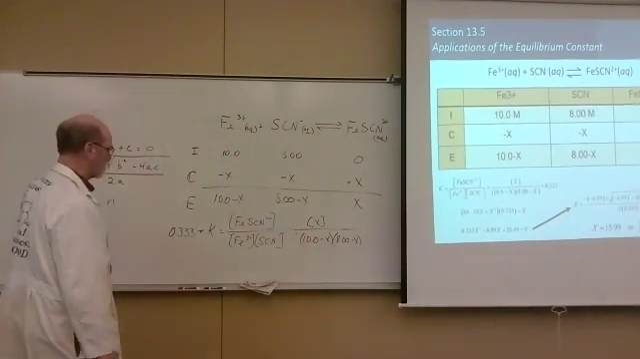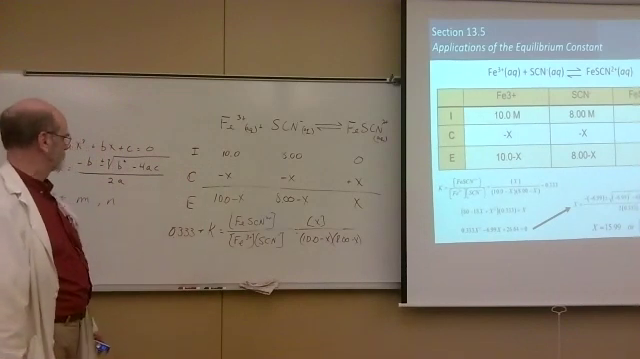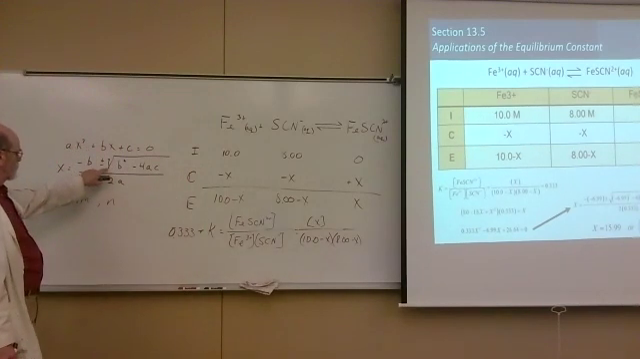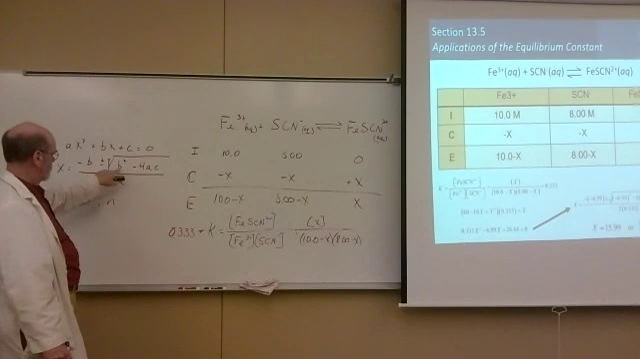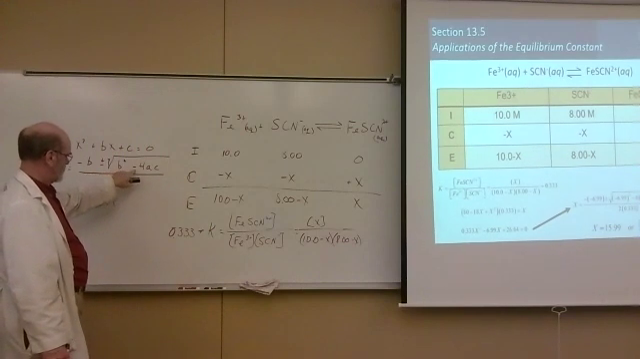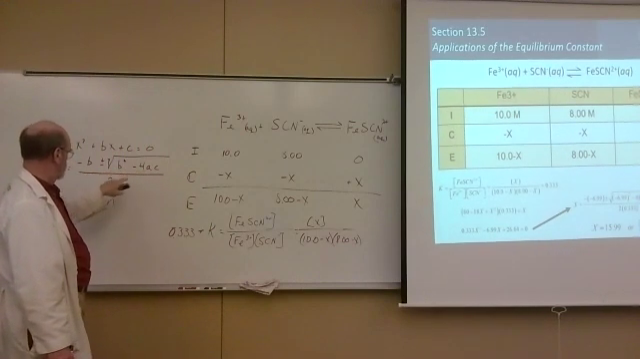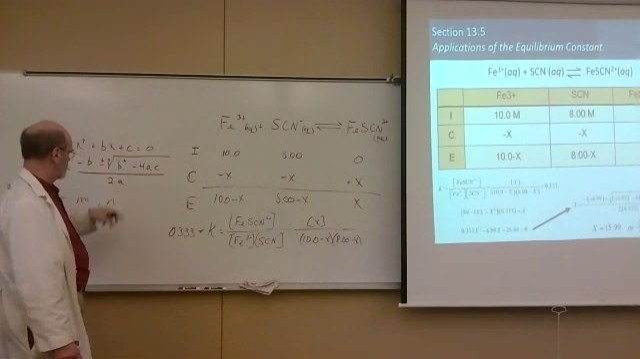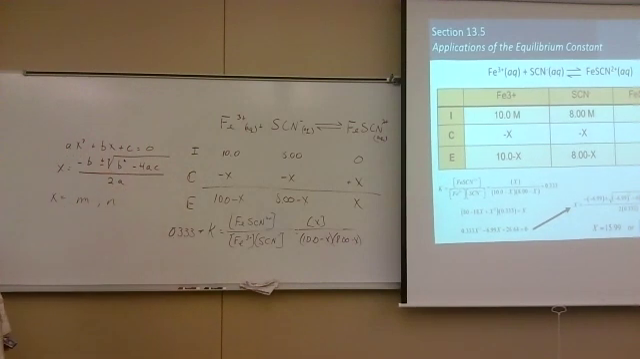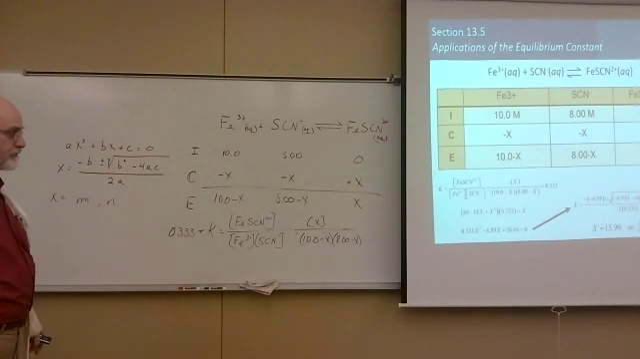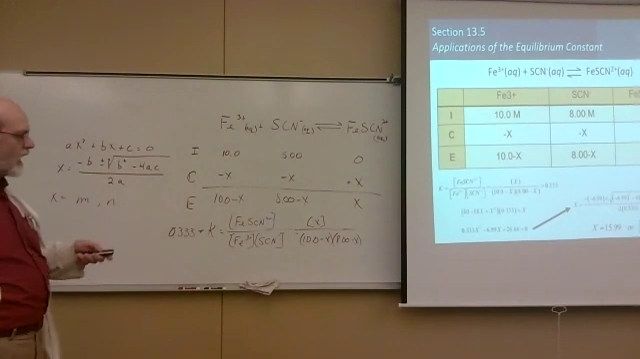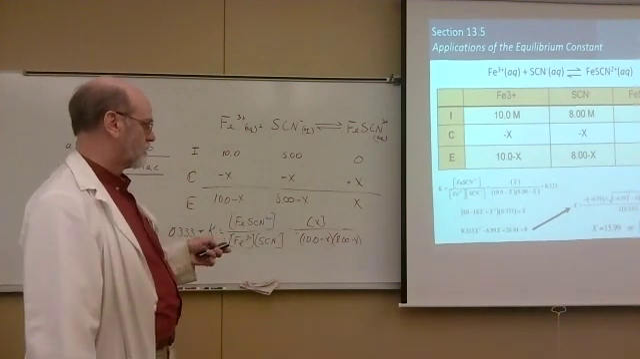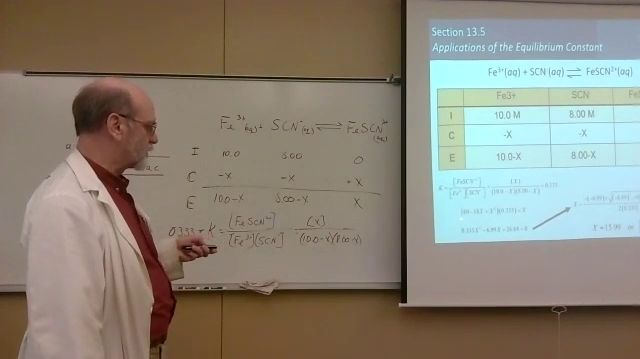So I'm writing down that. It's minus B plus or minus the square root of B squared minus 4AC, divided by 2A.